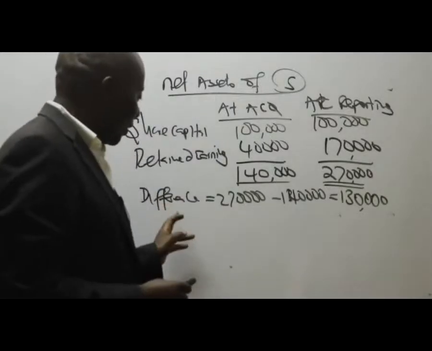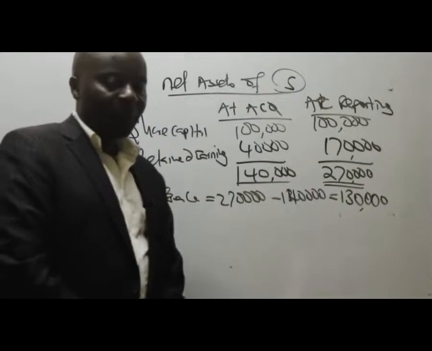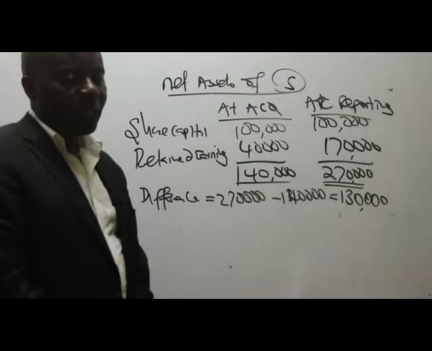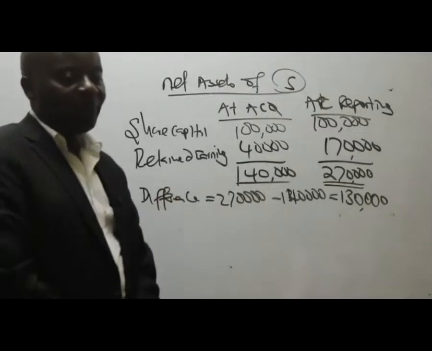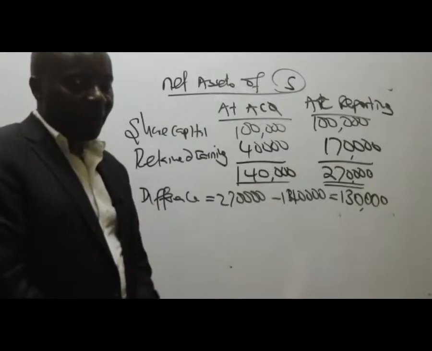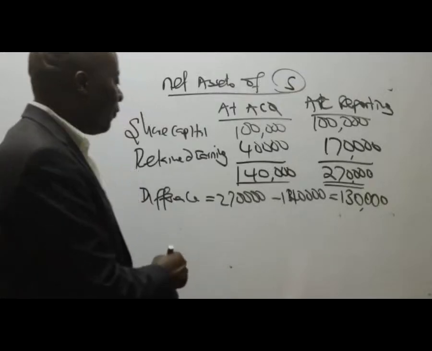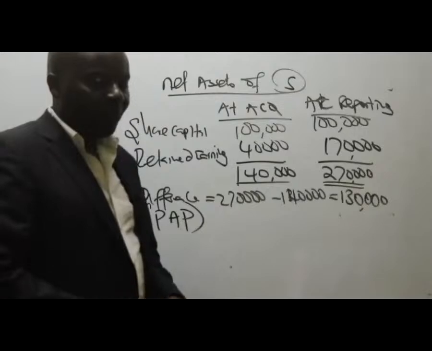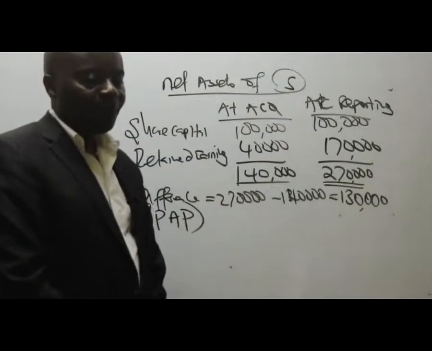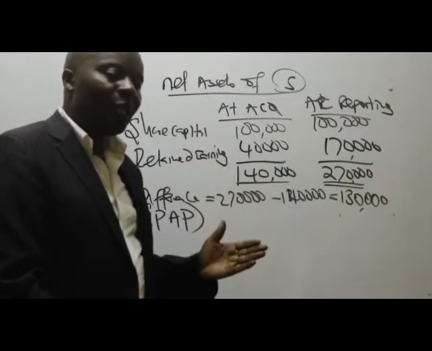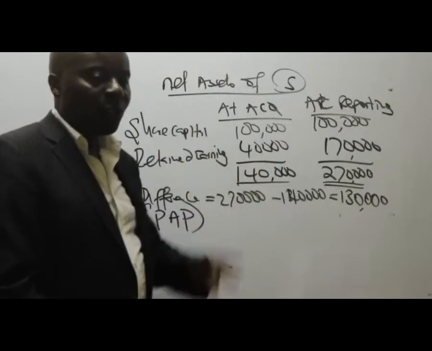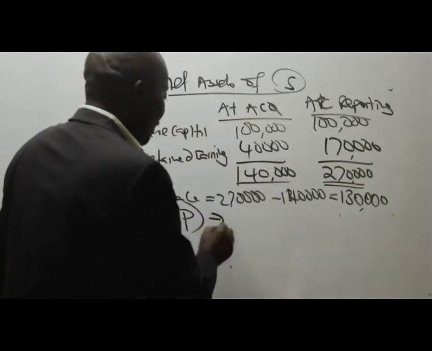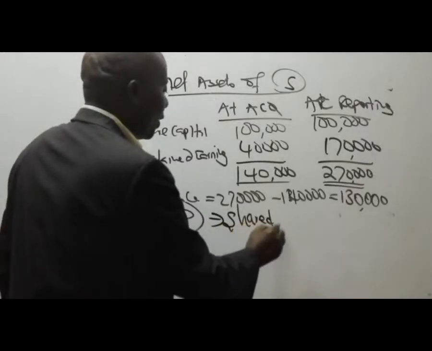Who can remind us what name we give to this difference? There is a special name. Thank you very much, John. It is what we call the famous PAP, post-acquisition profit. Remember that PAP is normally shared out right away to the two owners. So go ahead and share PAP to the two owners, shared as follows.